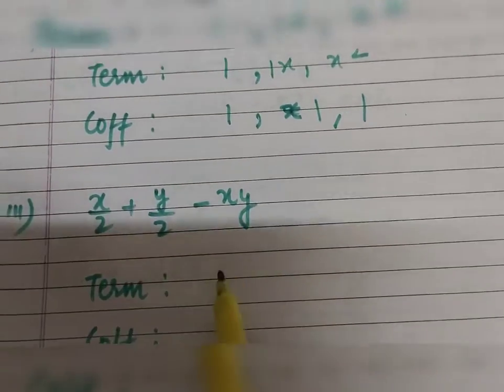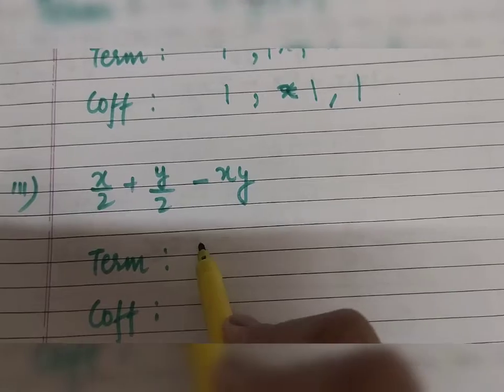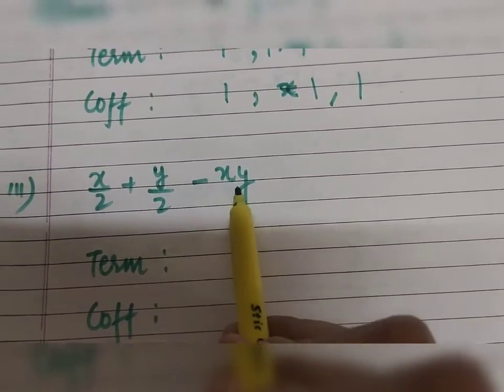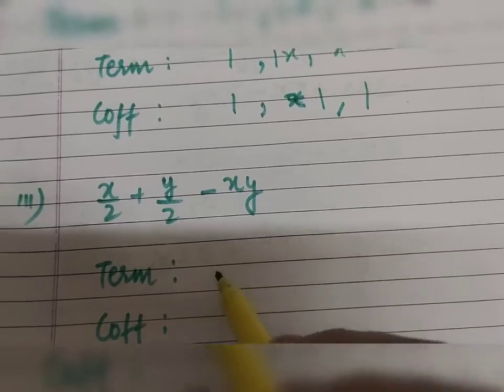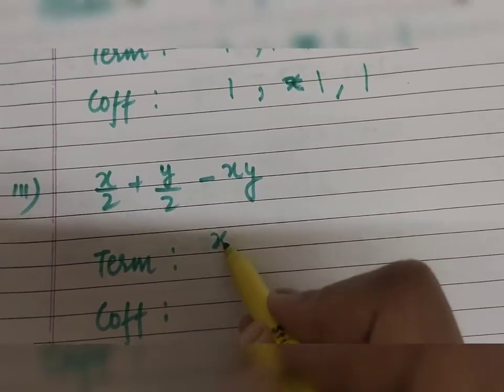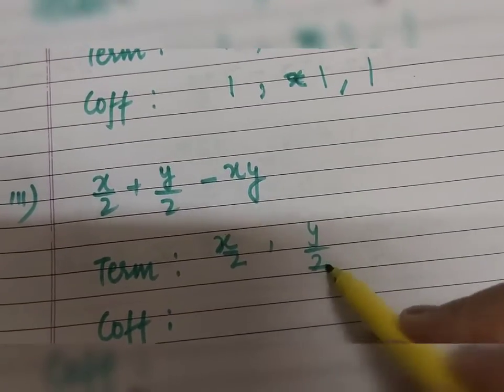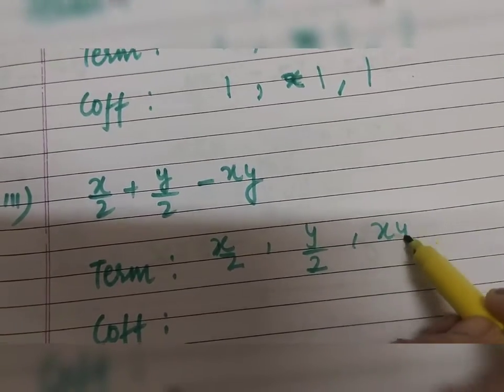Okay, second example, we have x upon 2 plus y upon 2 minus xy. So here the terms are x upon 2, y upon 2, and minus xy.